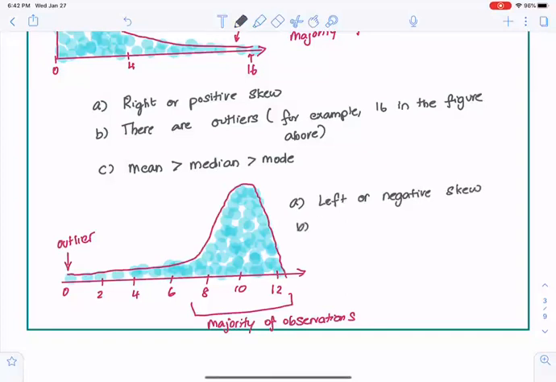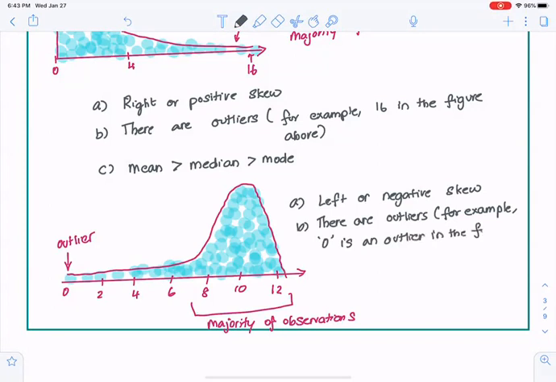And there are outliers. As an example, zero is an outlier. And if the data has a left skew, mean would be less than median, which would be less than the mode.